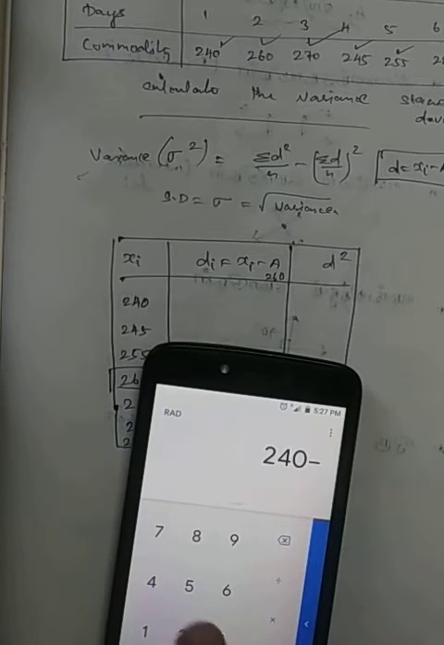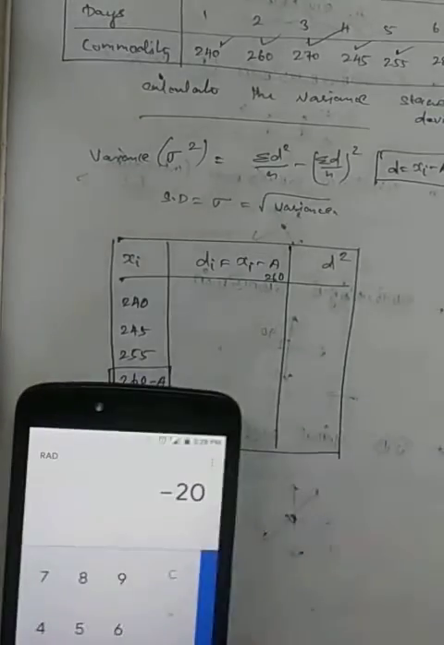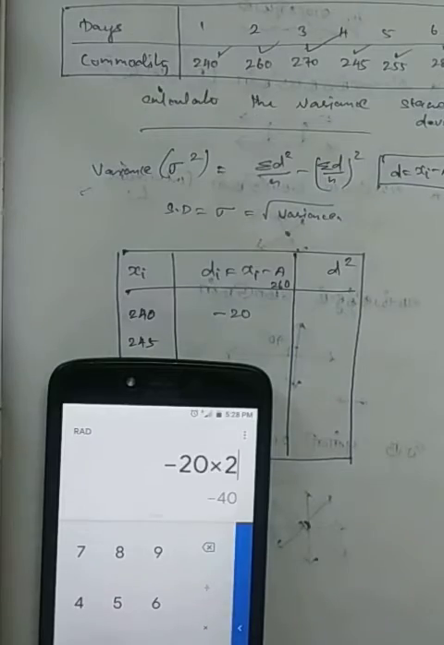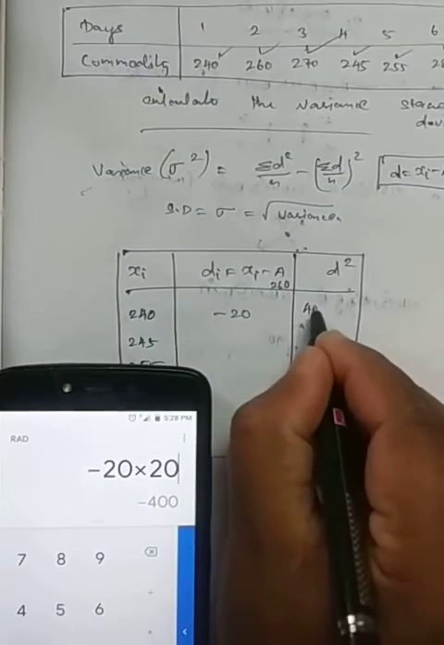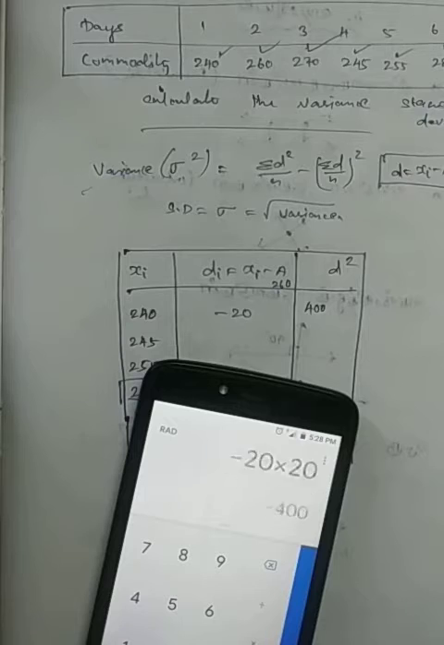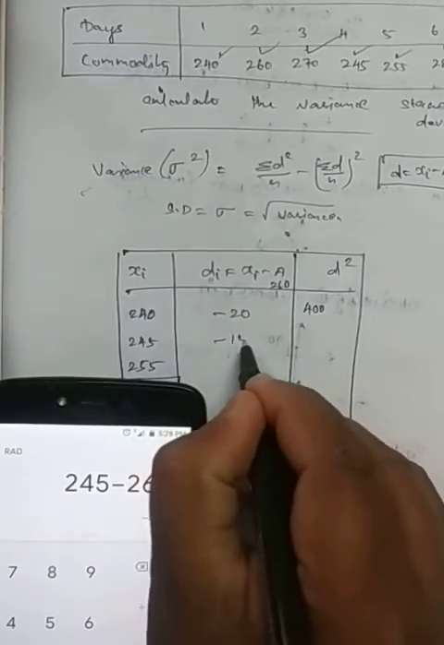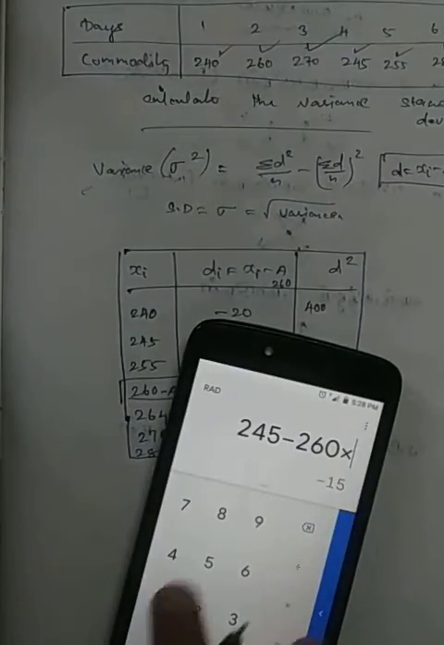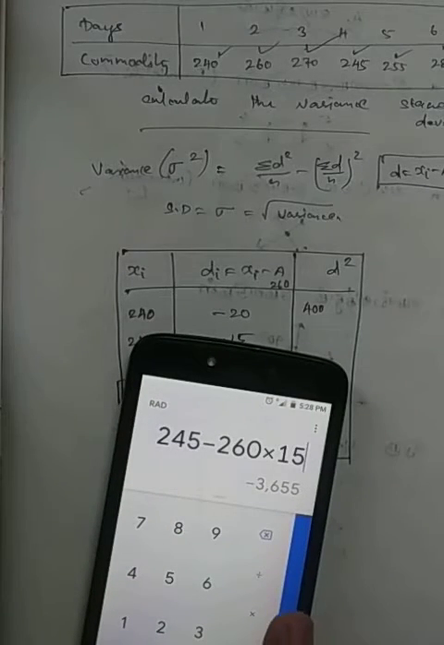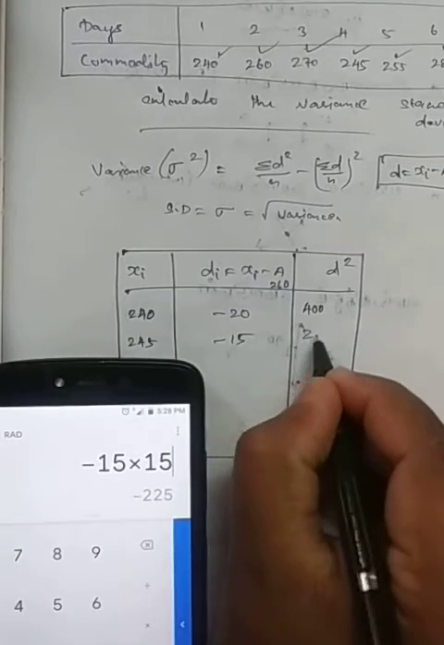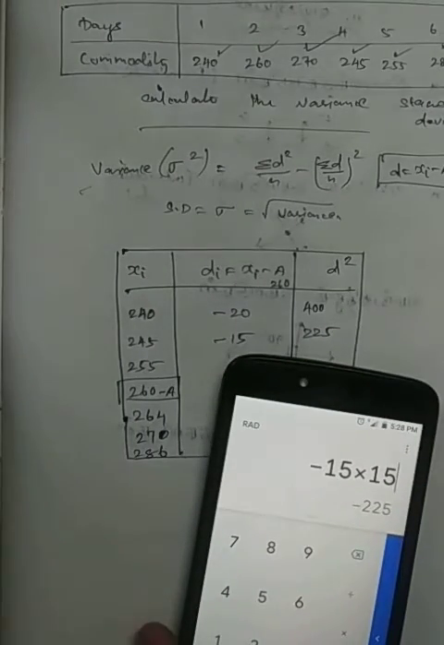240 minus 260, minus 20 is coming. If we square it, 20 into 20 is 400. So we are getting 400. Next value is 245 minus 260. We are getting minus 15. And then 15 into 15, what will come? 225, positive only will come, because negative into negative. That we need to square it.